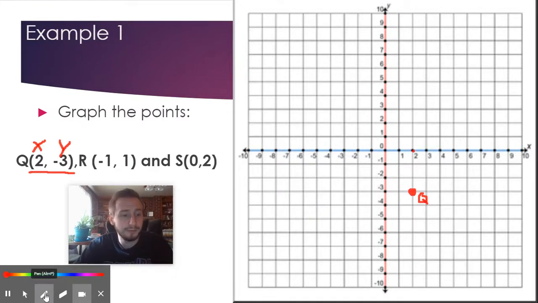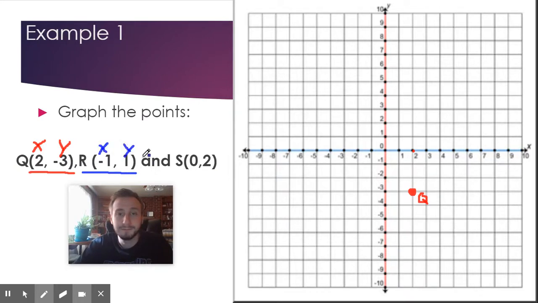Let's do R. So for R, my x value is -1. My y value is +1. Again, start at the origin, smack dab in the middle. X value is -1. Well, on a number line, where are my negative numbers? To the left. So here's -1 on my x-axis. And then it says my y value is a +1.